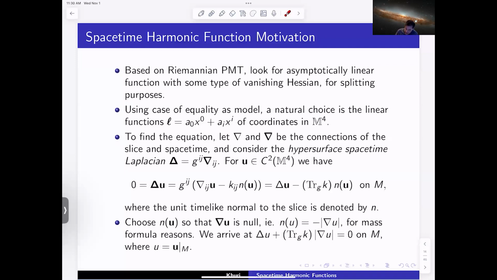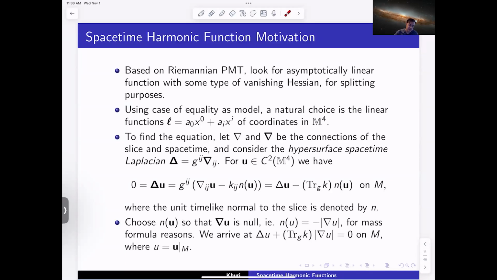The one that turned out to be most useful was to choose the normal to agree with the gradient. This is the spatial gradient of the function along the surface. And the reason for this is it made the space-time gradient a null vector. Okay, so the length squared of this space-time gradient is 0.